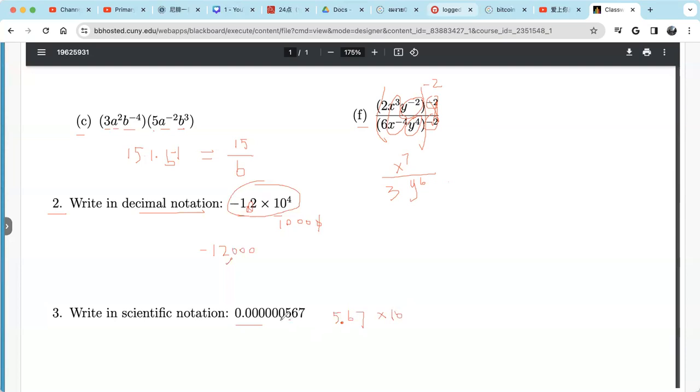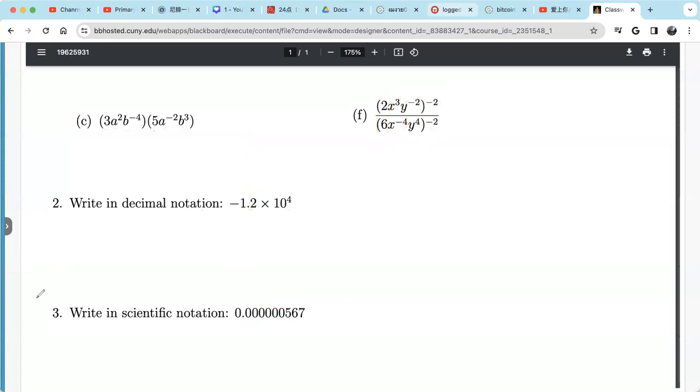Because we put a decimal point after 5, so we moved to the right 1, 2, 3, 4, 5, 6, 7. We moved the decimal 7 places to the right. So that means 10 raised by negative 7. So this is number 10. This is 5.67 times 10 raised by negative 7. Scientific notation.